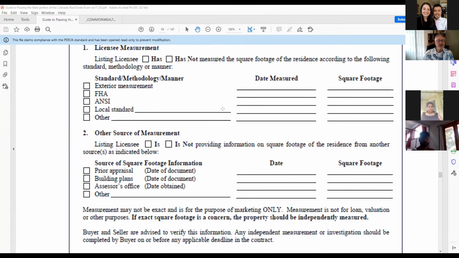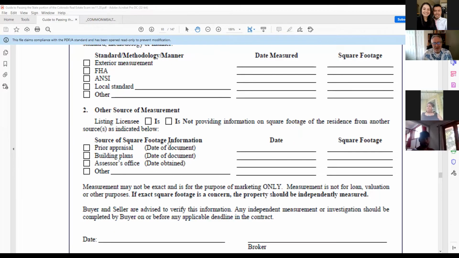Now, where other source are you getting the measurements from? If you do know how to do it, and you can use one of these methodologies to do measurements, then fine, you do so. You put the date that it was measured and the square footage result. If not, like me, you do not measure it, and then you list the source. Where can you get different sources for measurement? I've used all of these.